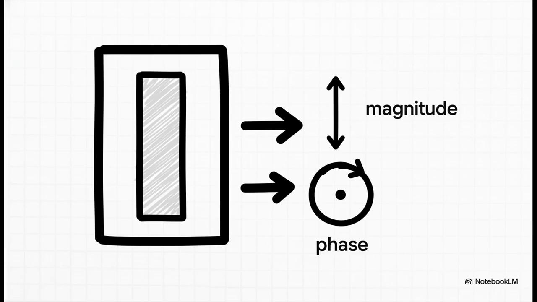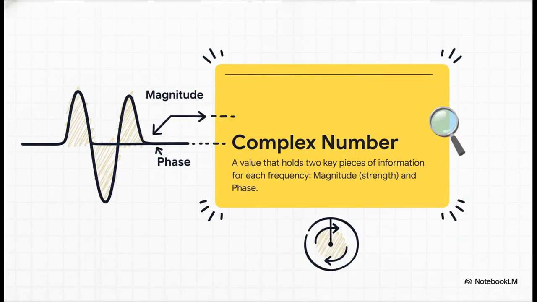Now, I know that sounds a little intimidating, but for what we're doing, just think of it as a special package that holds two absolutely critical pieces of information. So what's in this complex number package? Two things. First is the magnitude. That one's easy. It's just how strong that particular wave is. Think of it as its volume.